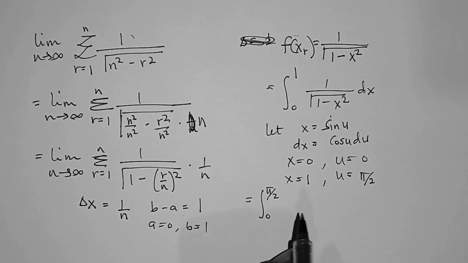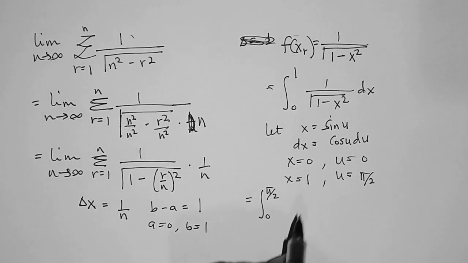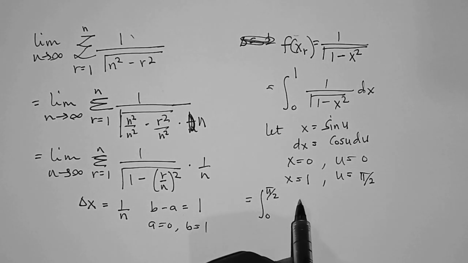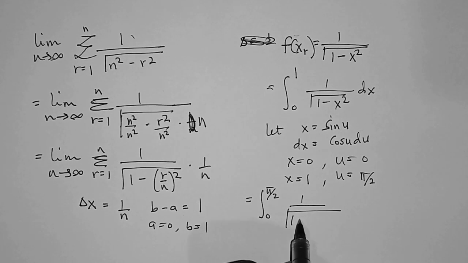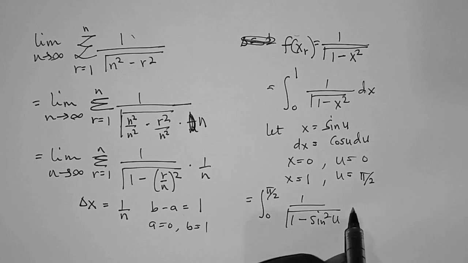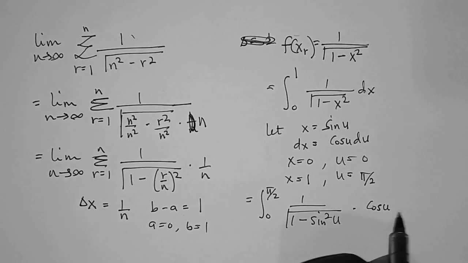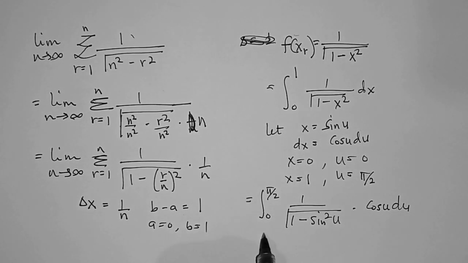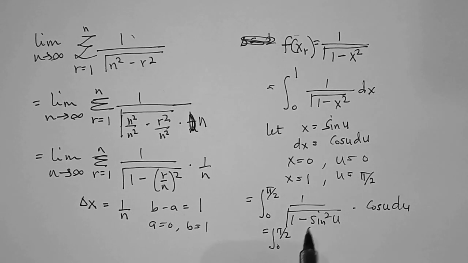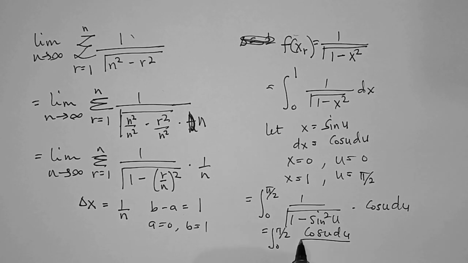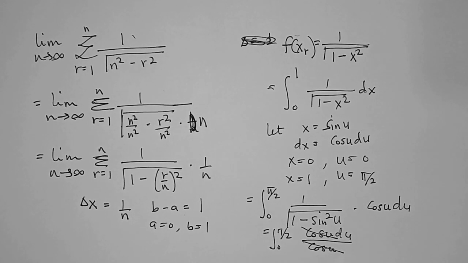Then dx is cos u du. So that is 1 over square root of 1 minus x squared. x is sine u, so that is sine squared u. Then dx is cos u, so cos u du. So this is equal to the integral from 0 to pi over 2. Then it becomes cos u du divided by square root of 1 minus sine squared u, which is cos squared u. So square root of cos squared u is cos u. So this cos u and cos u cancel out.